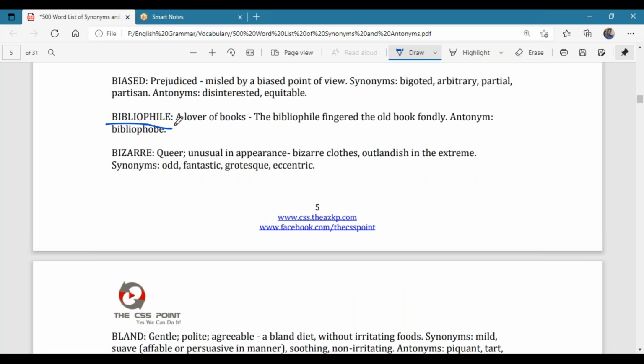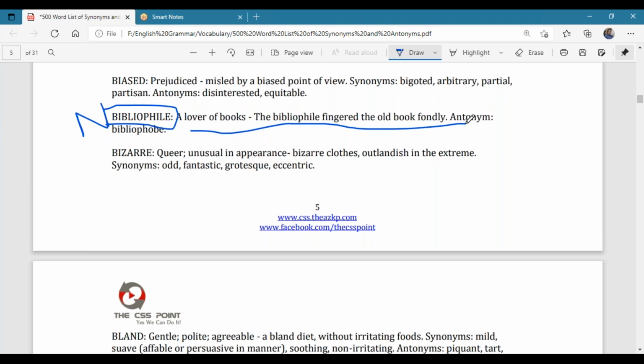A bibliophile. Bibliophile is considered a noun, and a bibliophile is a person who loves books. For example, I am a bibliophile. I am really an obsessed lover of books. Bibliophile in the sense of bookworm. You say bookworm, right?